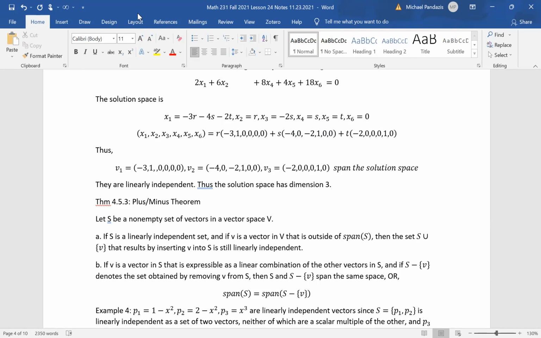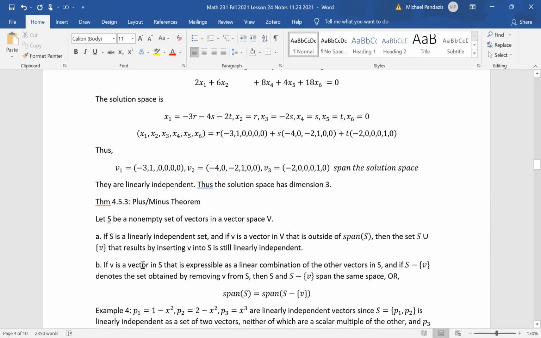Meaning, if you have a linearly independent set, and you have a vector v that's not in the span of that set, then if you include it in the set, you still have a linearly independent set. Okay? And part B says, if v is a vector in S... Oh, sorry. In part B, S is a non-empty set of vectors. S is just a non-empty set of vectors again.